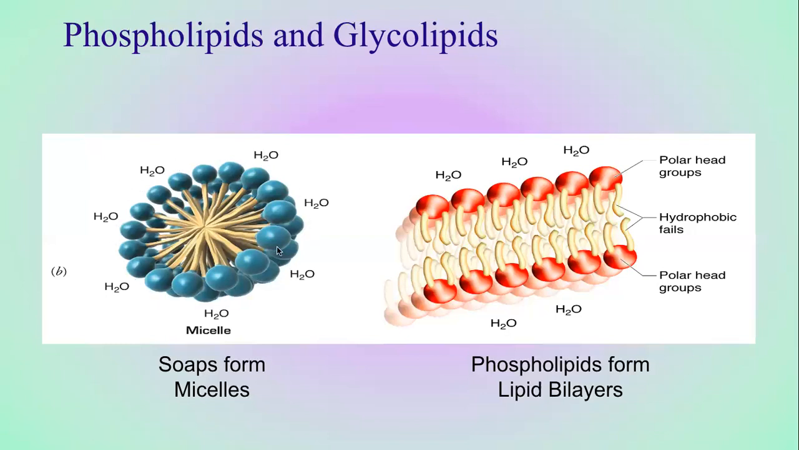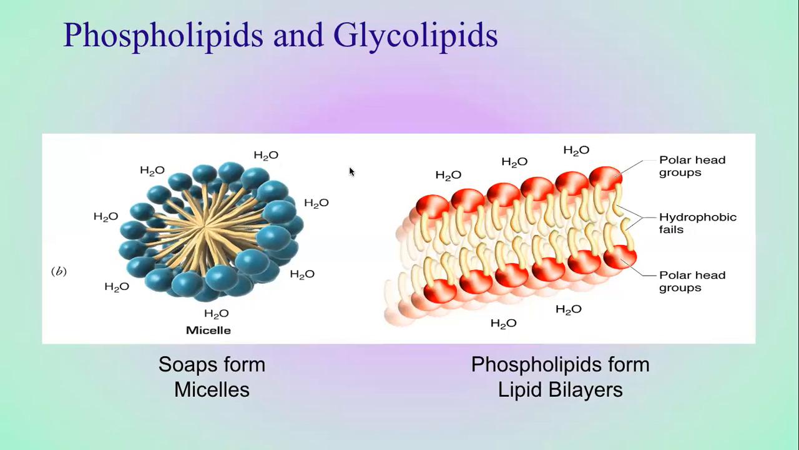This is why soap works in removing dirt, because the dirt or non-polar things are attracted to this non-polar component of the micelle, and then the polar components are attracted to the water. So when you wash your hands with soap, you get all the dirt and grime off of them on the non-polar part, and then you wash it away with water.